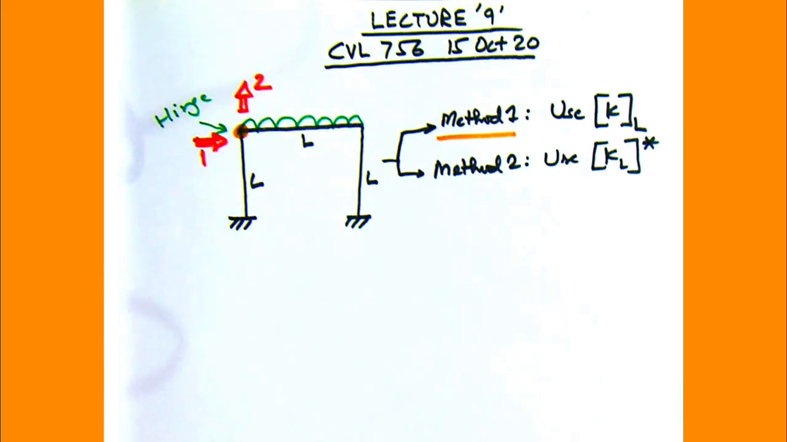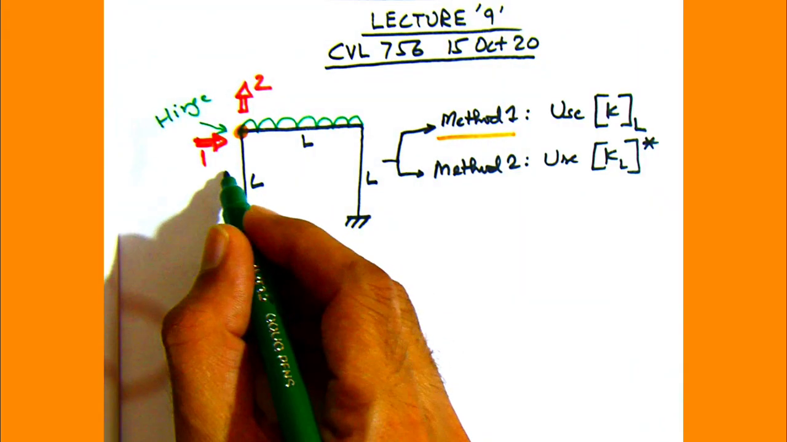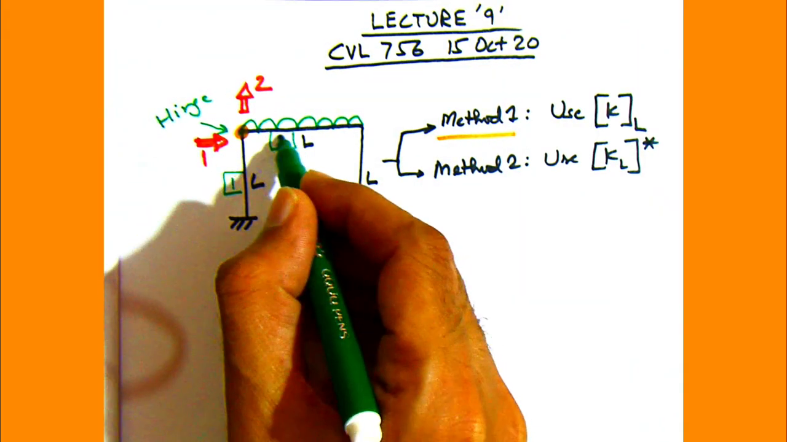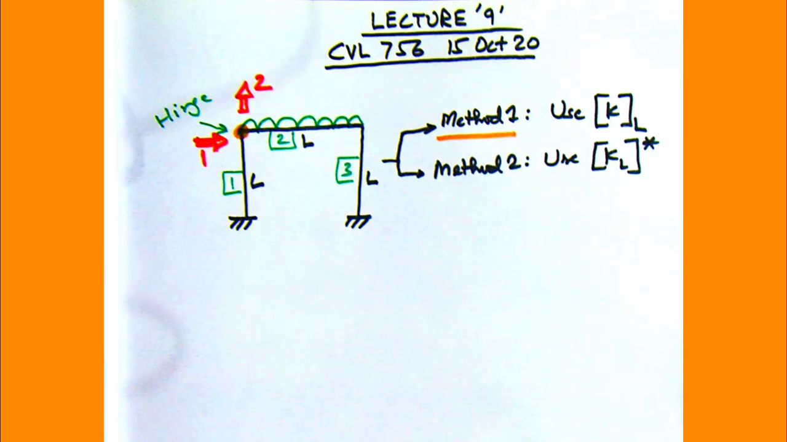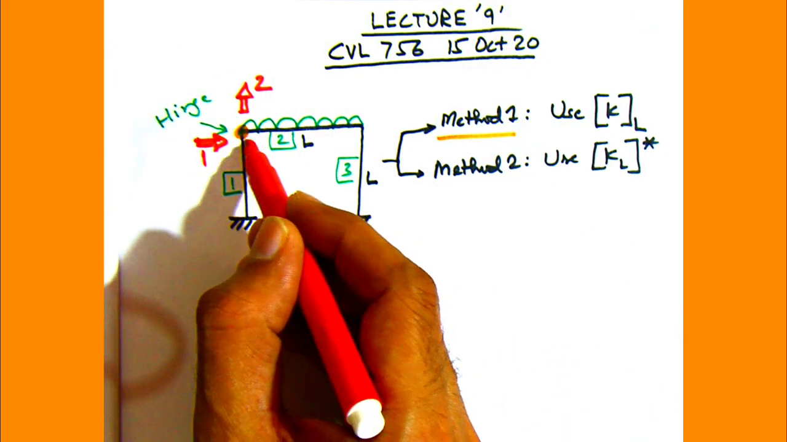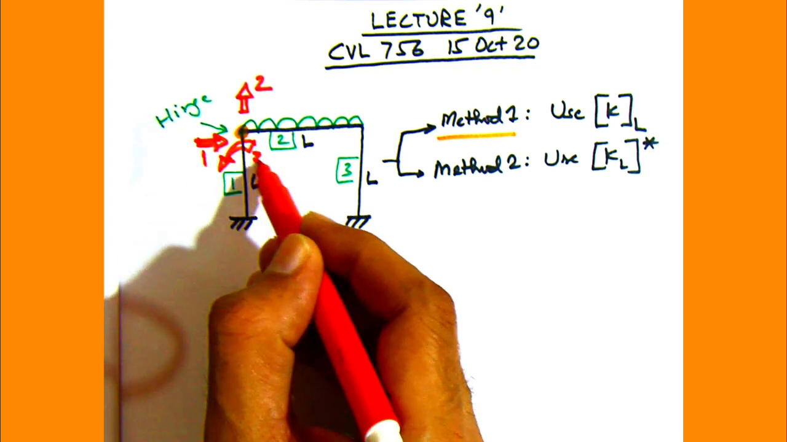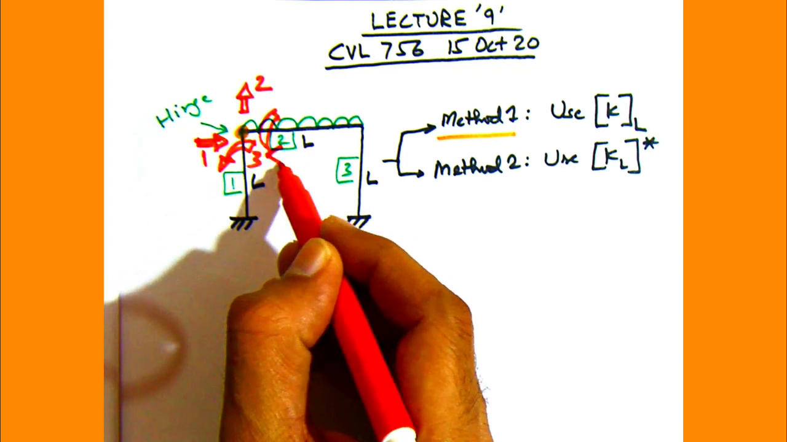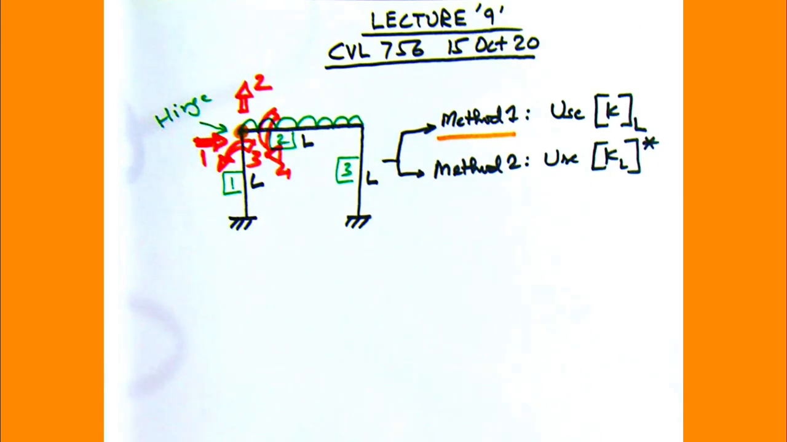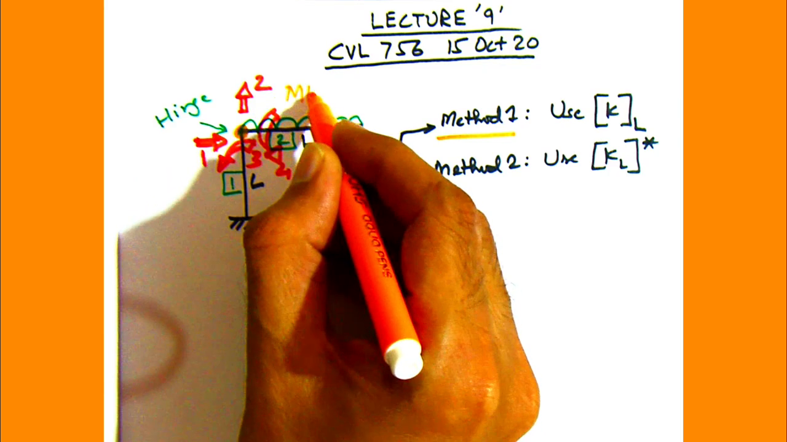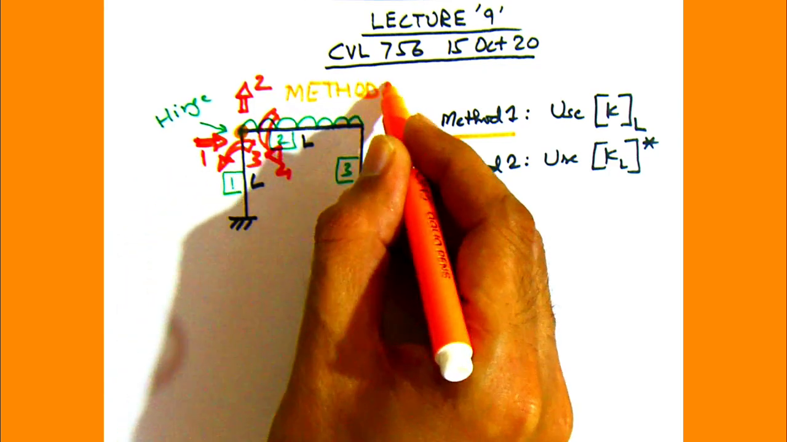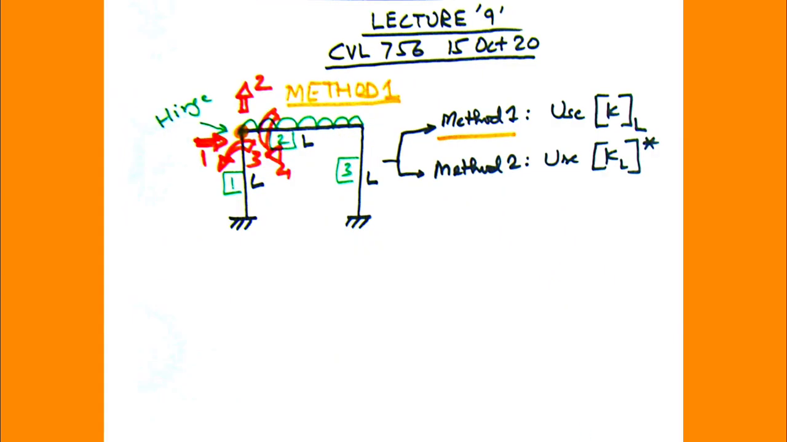So we also do marking of the members. This is member number 1, this is member number 2, and this is member number 3. Now when it comes to the rotation at this joint, we have two possible rotations. Both the members will have independent rotation, so that's why there's a duplication, 3 and 4. So we have an additional degree of freedom here. So this is method 1, where we create duplication of the degree of freedom.